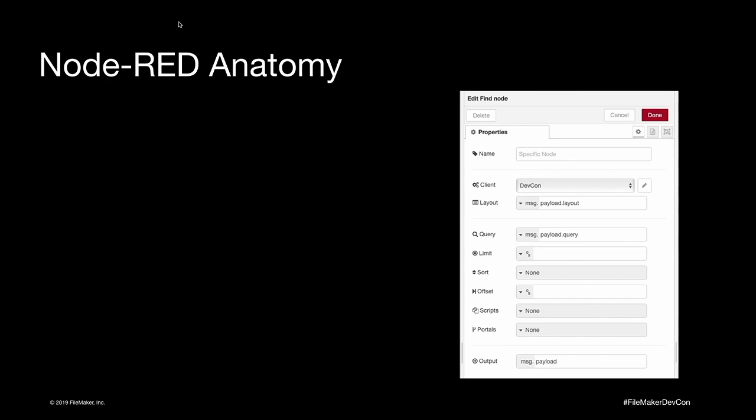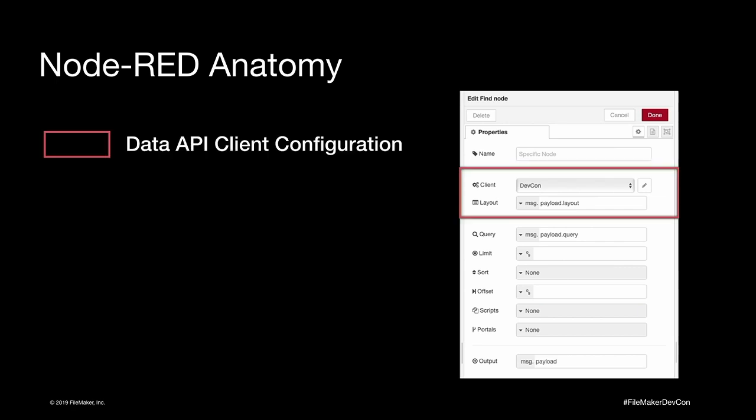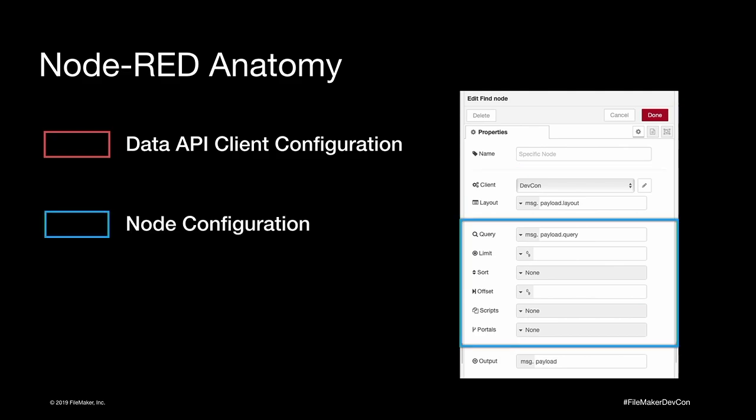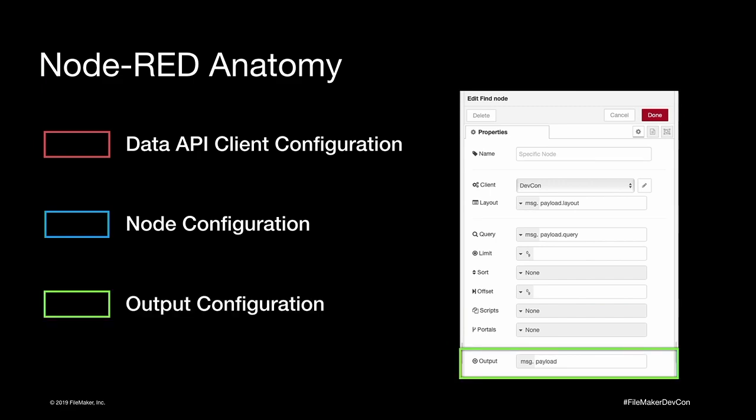With the exception of the special utility nodes, every Node-RED contrib FileMaker node has 3 main configuration sections. The Data API Client section groups properties that are required by the node. With the exception of the utility nodes I mentioned, all nodes require a Data API Client and a layout context. The Node Configuration section groups node settings specific to the node itself. This might include a query property for the perform find node or a container field for the upload container node. Lastly, the Output Configuration section allows developers to modify what properties the node will overwrite or create when adding data to the message object.